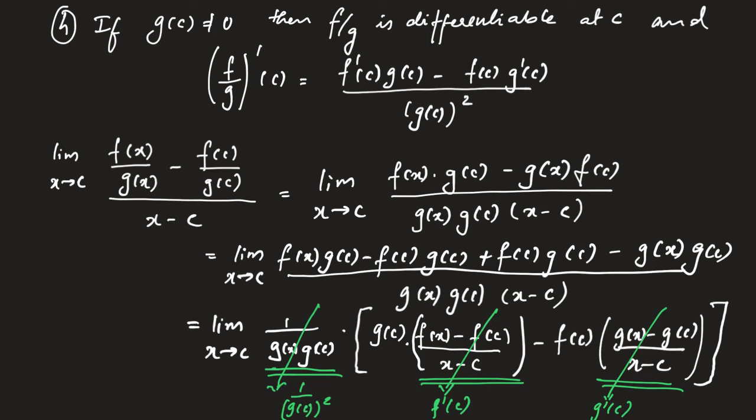So together we get the required result, which is (f by g) dash of c is equal to f dash of c into g of c minus g dash of c into f of c divided by g of c the whole squared. By the way, I forgot to mention this result is called the quotient rule.